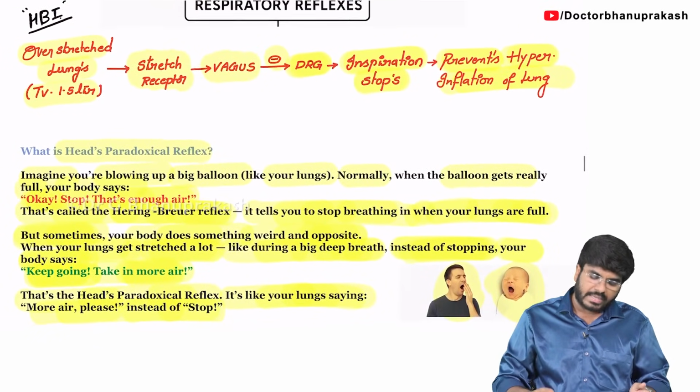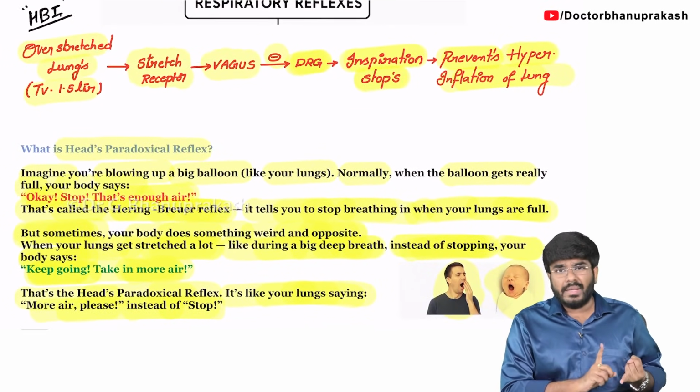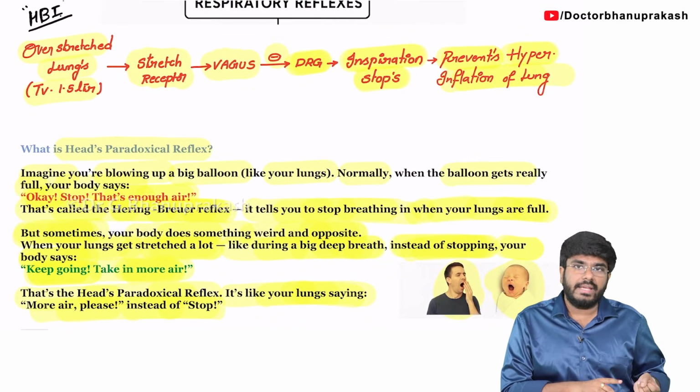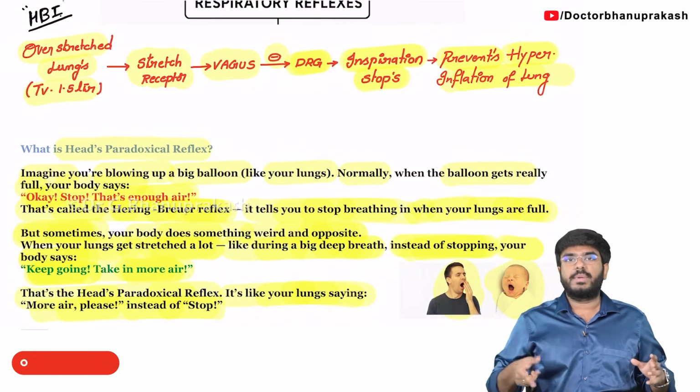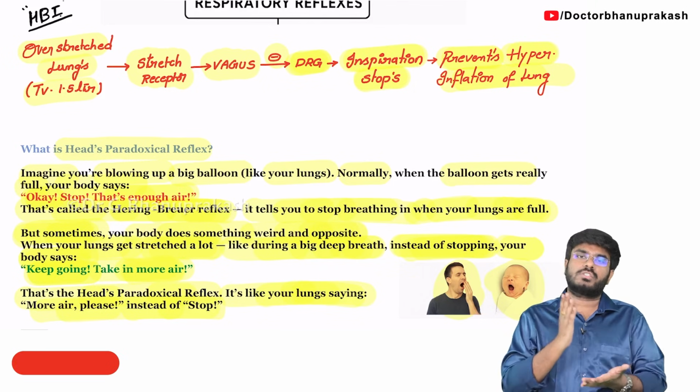What are the three important reflexes? Again repeating. First one is called the Hering-Breuer inflation reflex. Hering-Breuer inflation reflex is like, once the lungs are overstretched, inspiration stops. Okay, enough amount of air, stop the inspiration.